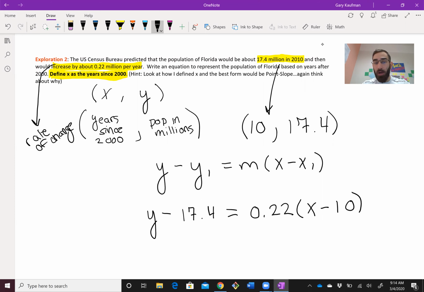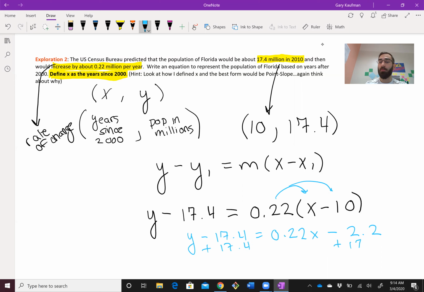Now, if you want to, you could put this into slope-intercept form, and I'm just going to do it as a reminder. This is all extra work. You didn't have to do this. I'm going to do it by converting. So I get y minus 17.4 equals 0.22x minus 2.2. I'm going to add 17.4 to both sides, and I get y equals 0.22x plus 15.2. So this is now slope-intercept form.